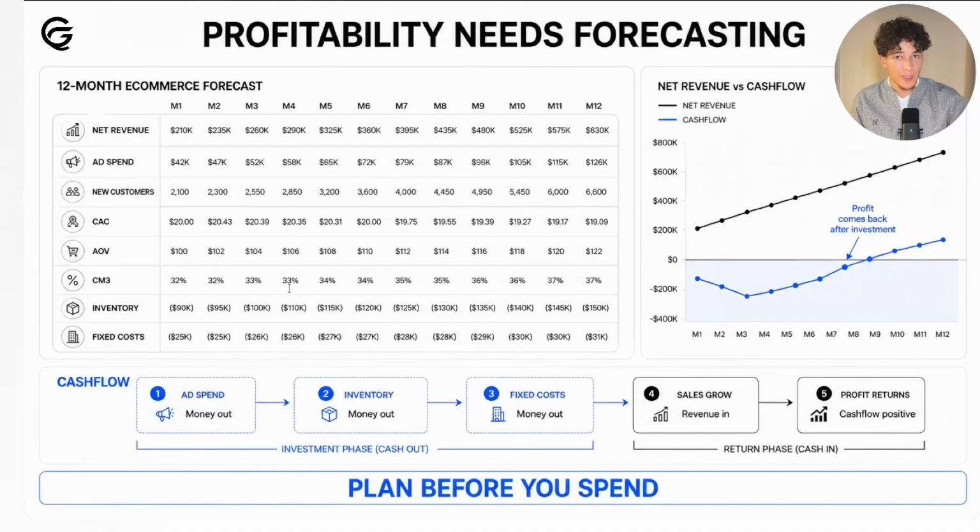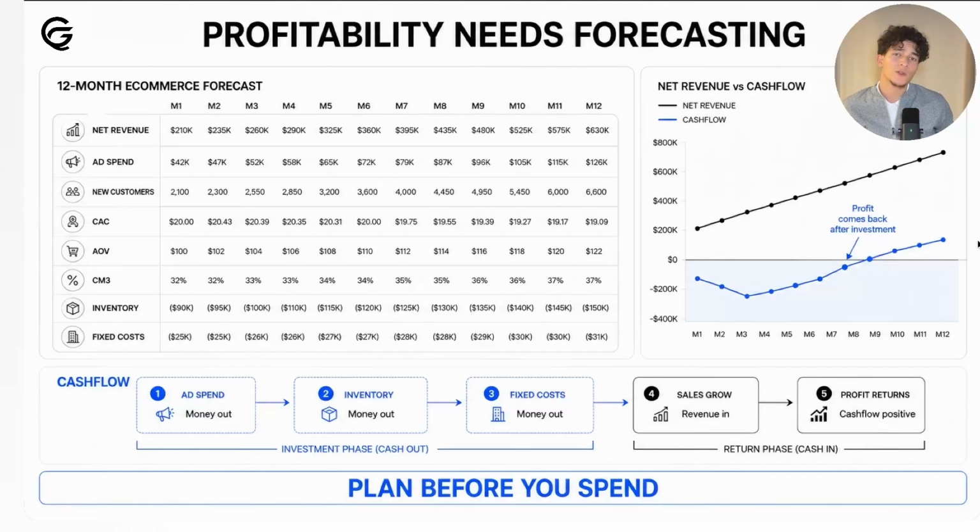And so profitability is easier to manage when you have the next 3, 6, 12, 24 months model. And this doesn't mean that this will come true 100%, but it means that you have a plan you can stick to. And this is where you can plan with your cash flow as well. So when do you actually get cash back?